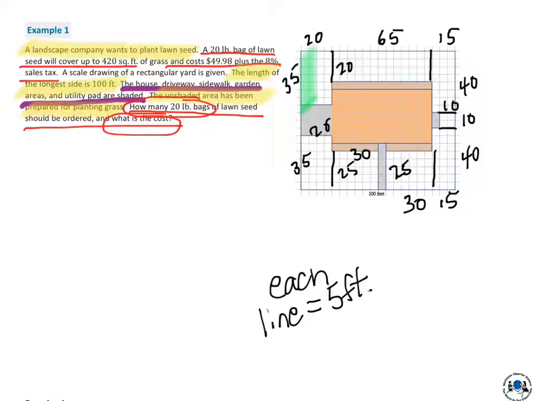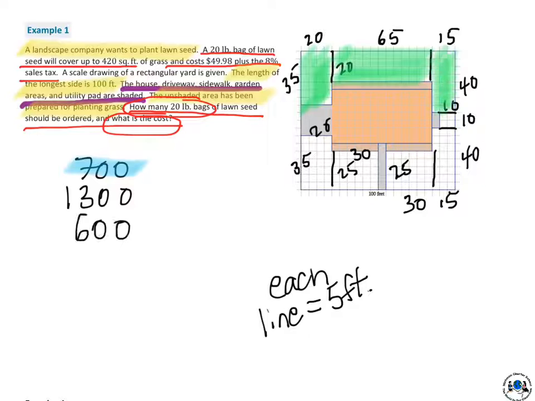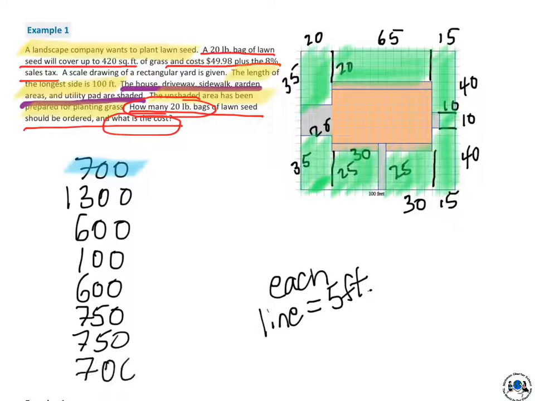And then all I need to do now is, so right there, that little section of grass, painting them in here in green, is going to be 700 square feet. So again, I just move across and do the same thing everywhere. That section 1,300 square feet, 600 square feet, 100 square feet, 600, 750, 750, 700. Okay, so there we have every section. So I had 1, 2, 3, 4, 5, 6, 7, 8. So I created 8 sections.